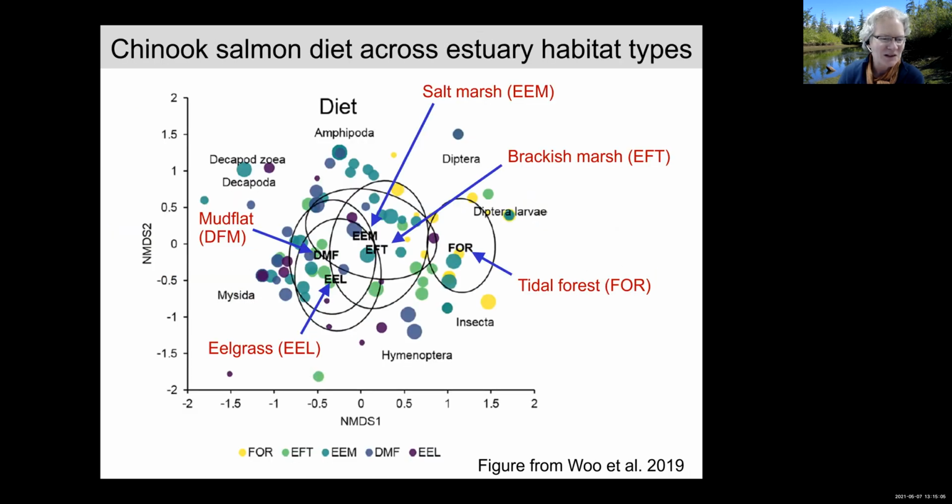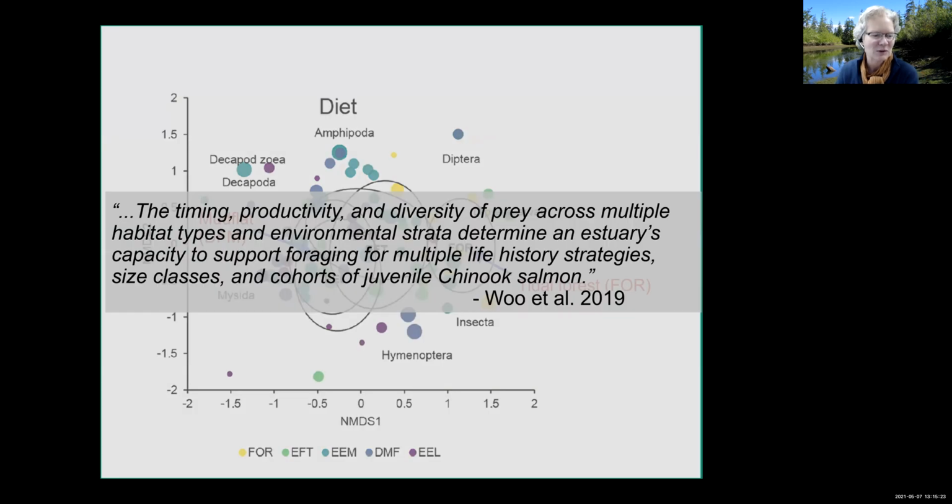I won't go through this in detail, but I just want to point out that tidal forests provide a different set of prey. This is a non-dimensional scaling analysis. Eelgrass beds, mudflats, salt marsh, each type of tidal wetland habitat has a different set of prey resources for fish. And that's really important, and therefore the timing of how fish use these habitats varies as well. And having diversity in the habitats leads to diversity in the fish population, which contributes to resilience.